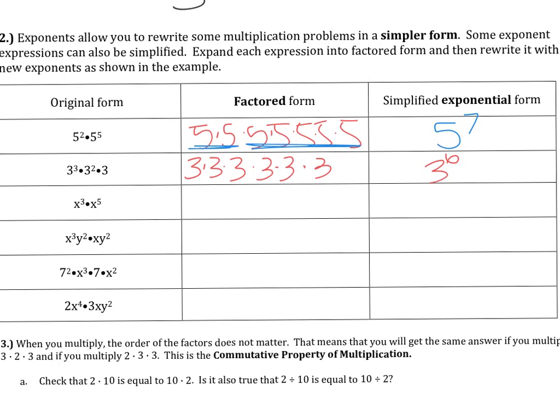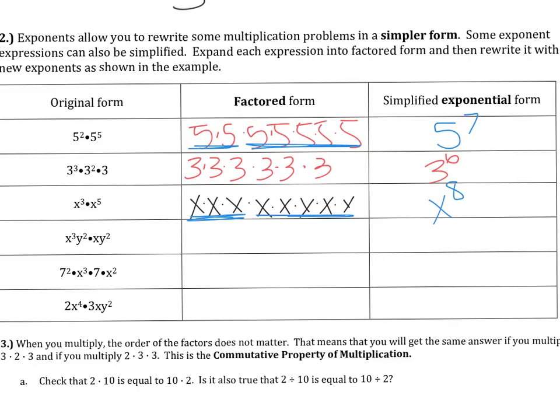Next example, x cubed times x to the 5th. So it's going to be x times x times x, and then x times x times x times x times x. So again, we have 3 x's for x cubed and 5 x's for x to the 5th. So we have a total of x to the 8th power. Eight's not showing up so well. It's x to the 8th.